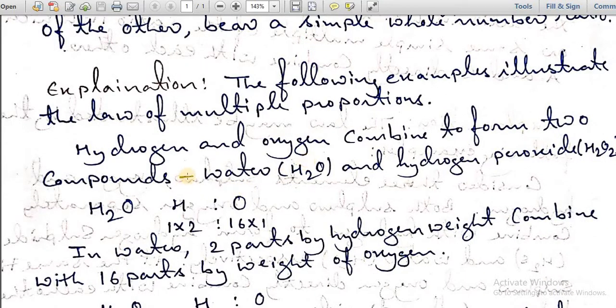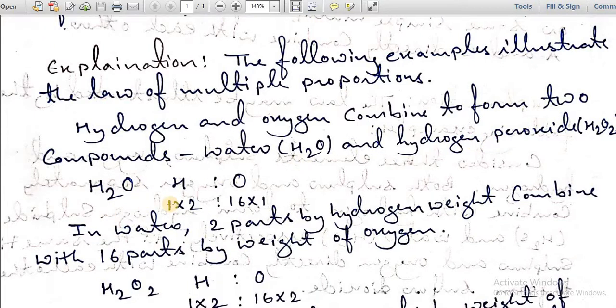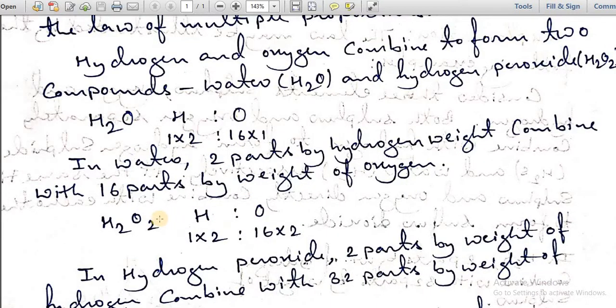Say for example, hydrogen and oxygen combine to form two compounds. One is water, H2O, and the other is hydrogen peroxide, H2O2. Now in water we have hydrogen 2 and oxygen 1. So we can say 2 parts by weight of hydrogen combine with 16 parts by weight of oxygen, since it is 2:16. Similarly in hydrogen peroxide, 2 parts of hydrogen combine with 32 parts by weight of oxygen.